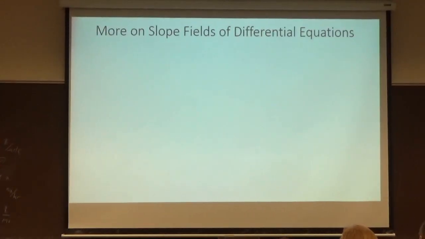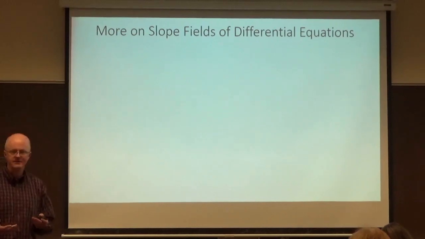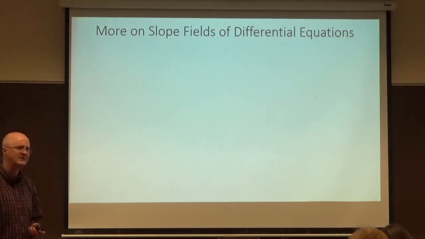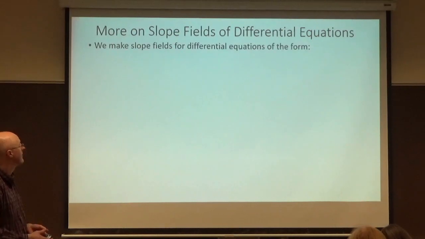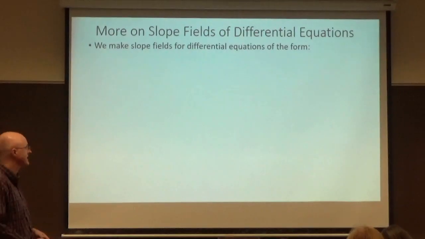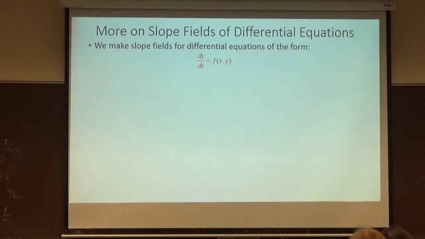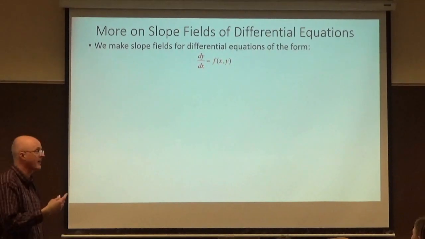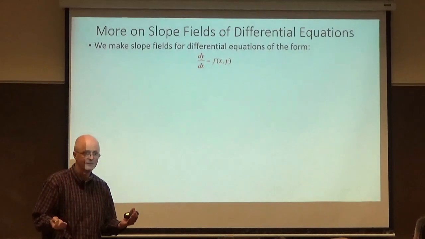All right, let's go back to differential equations and slope fields now. I just gave you the basic idea of what a slope field was last time. Let's be a bit more precise now. We make slope fields for differential equations of this form. dy/dx equals f of x, y. Though I will emphasize the choice of the variable names is irrelevant.